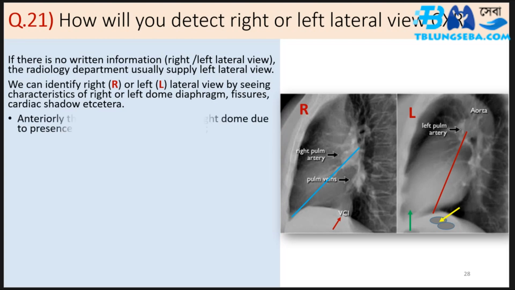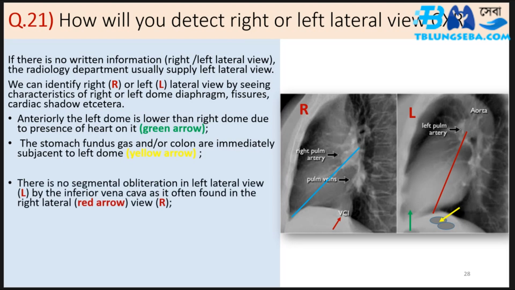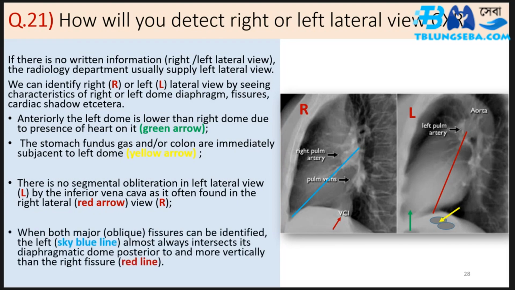cardiac shadow, etc. Anteriorly the left dome is lower than right dome due to presence of heart on it, green arrow. The stomach fundus gas or colon are immediately subjacent to left dome, yellow arrow. There is no segmental obliteration in left lateral view, L, by the inferior vena cava as it is often found in the right lateral view, R, red arrow.